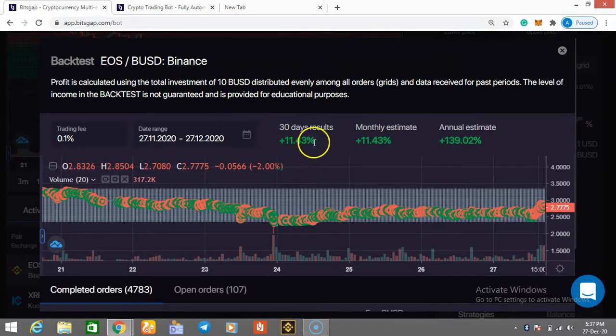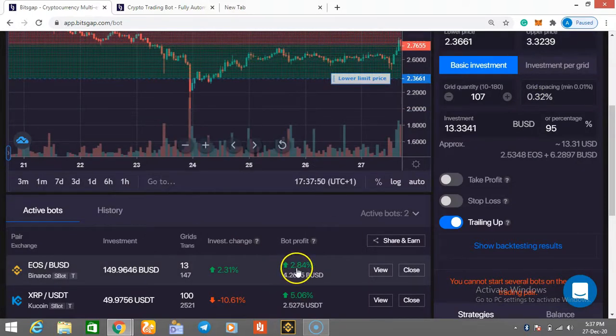So look at this now. If you are doing the backtest and you think the backtest result is quite accurate, and you can use that for your future prediction, your future analysis, or your future profit projection, it's not going to work. Okay, it's not going to work, because if you look at this, it is 11.43% in 30 days, and plus 139.02% in 12 months. Okay, and look at this, on the same pair I have done 2.84%, investment change of 2.31% in the last 6 hours. Okay, less than 7 hours.